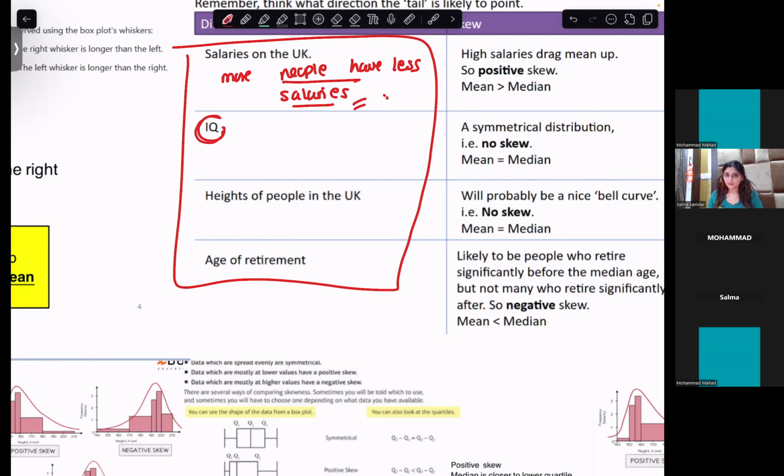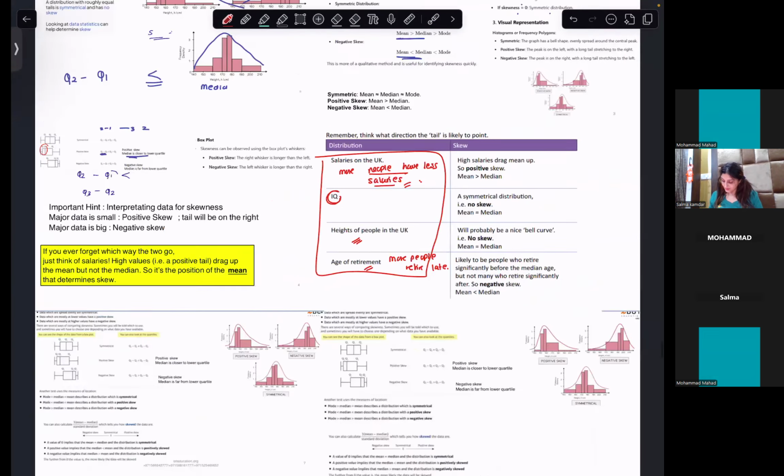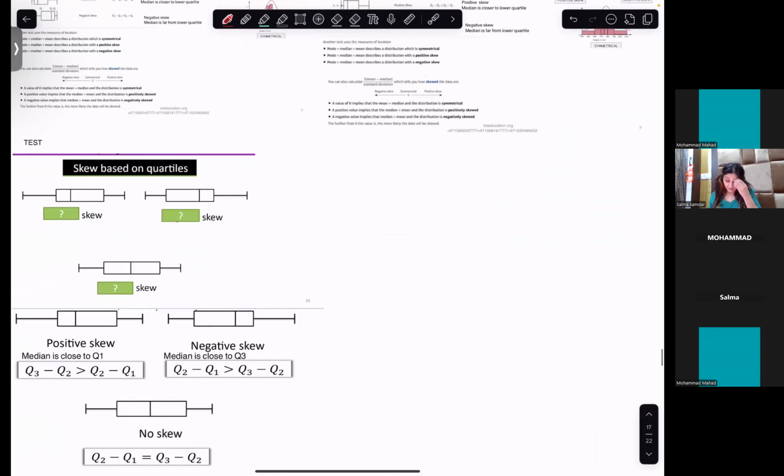IQ, there is no skew. Height, no skew. Age of retirement is negatively skewed since more older people tend to retire than younger people. Okay, fine. So this is all about skewness.